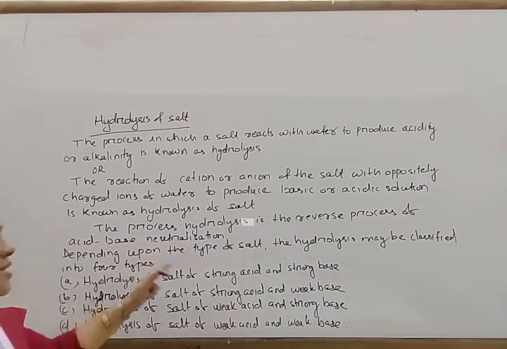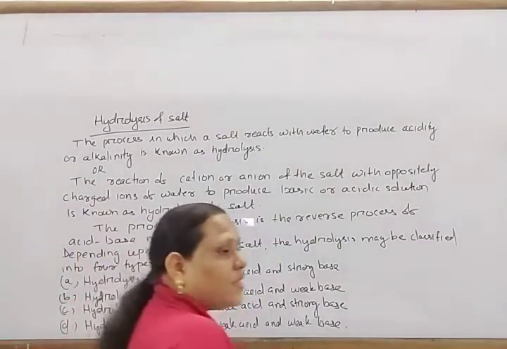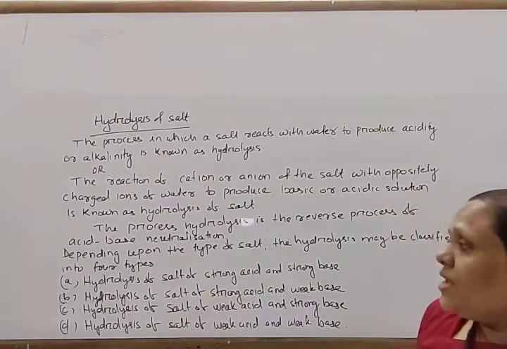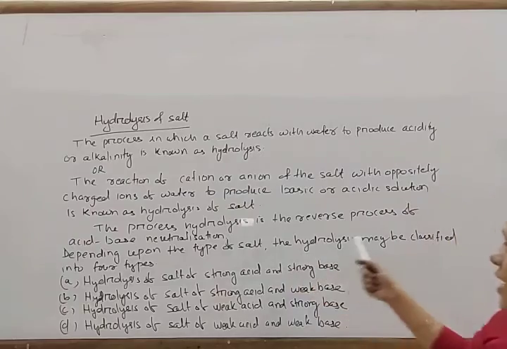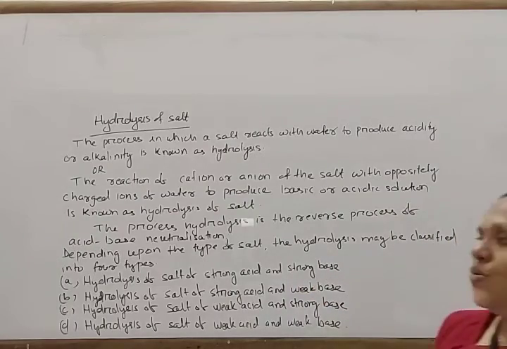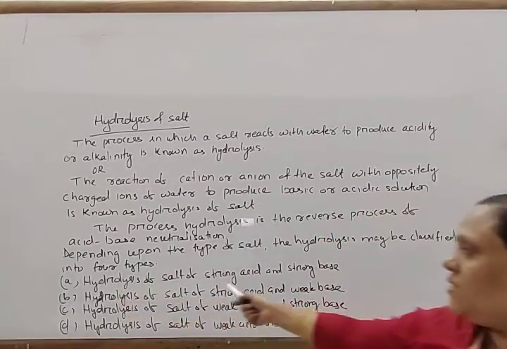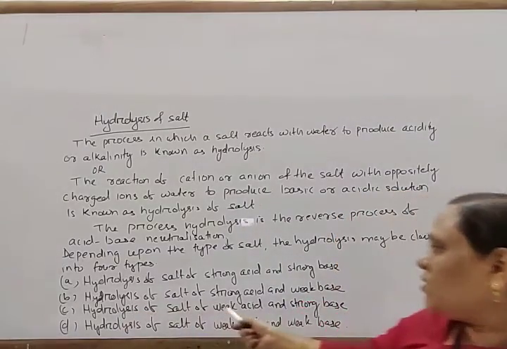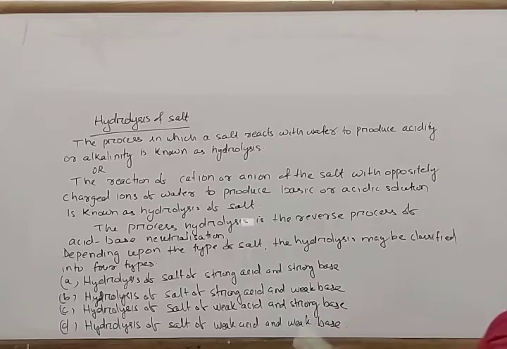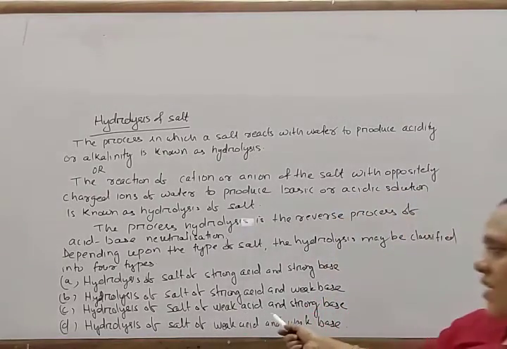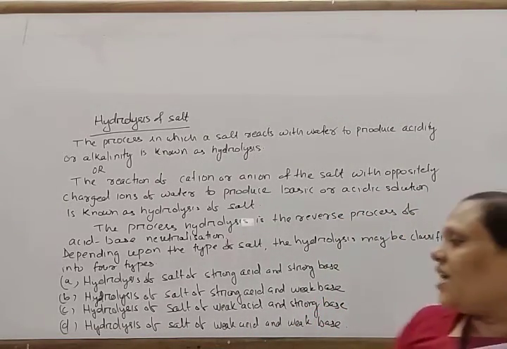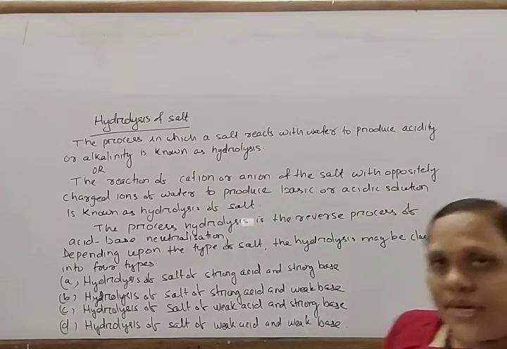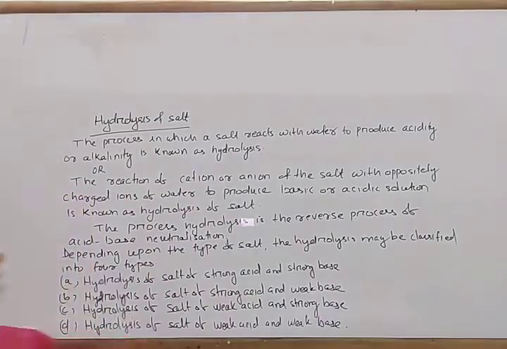Okay, so depending upon the type of salt, whether the salt is made of strong acid, strong base, weak acid, or weak base, the hydrolysis may be classified into 4 types. There is hydrolysis of salt of strong acid and strong base, hydrolysis of salt of strong acid and weak base, hydrolysis of salt of weak acid and strong base, and hydrolysis of salt of weak acid and weak base. Okay. So now let us discuss one by one.